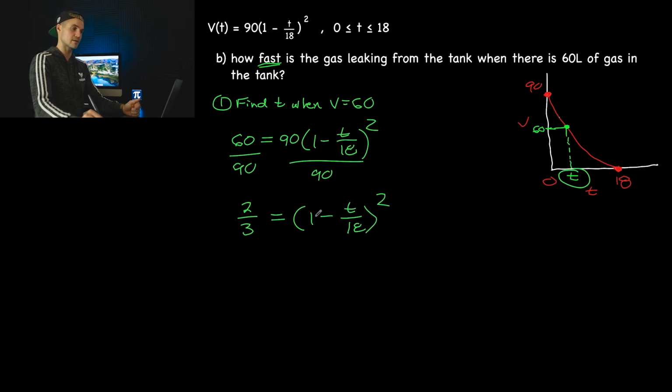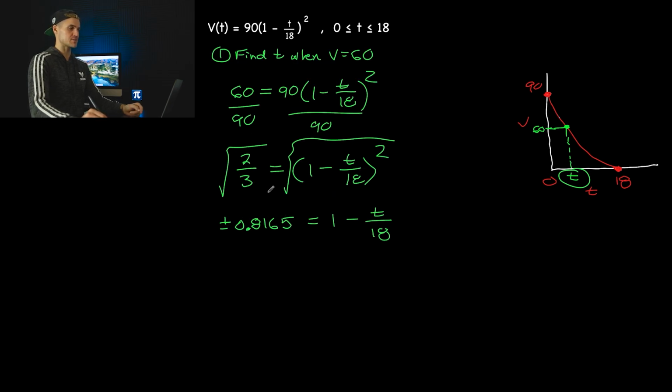And then to get rid of this exponent 2, we would square root both sides. And so when you square root that 2 over 3, you'd end up getting plus or minus 0.8165. So let's just keep this in decimals, and then over here the square root and the exponent cancel out, so we're just left with the expression under the square root.